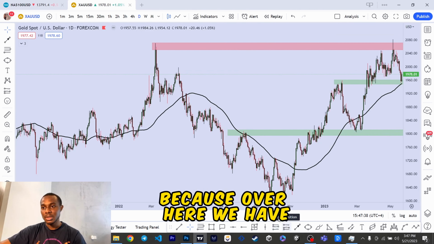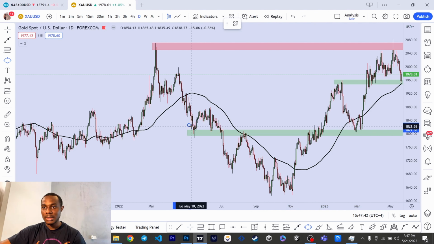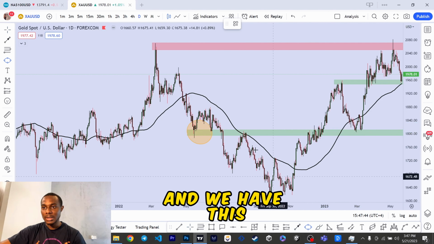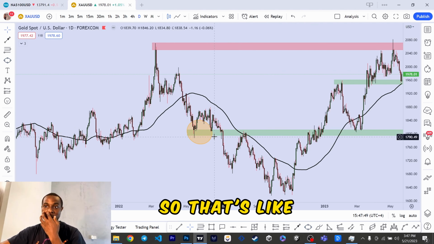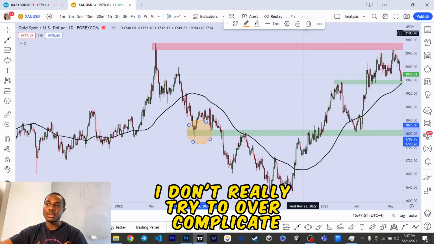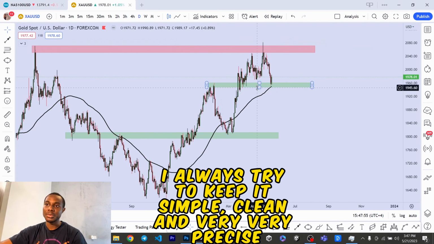It really helps, because over here, if you drag out this zone, we had this and we had this. What does that tell you? Take a sell. That's just what I do. I don't really try to overcomplicate my trading. I always try to keep it simple, clean, and very precise.